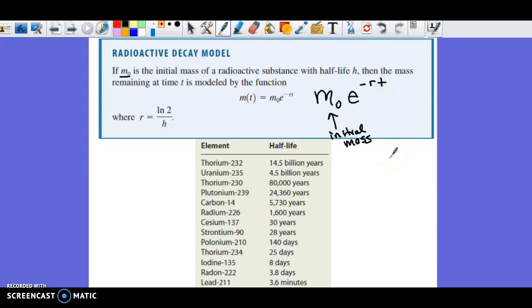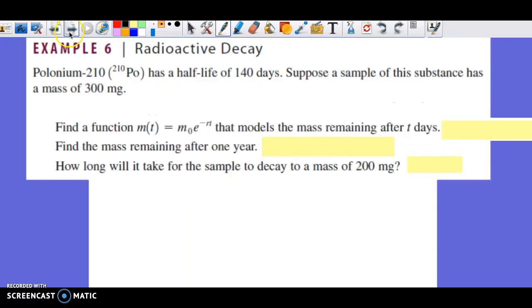r is represented by this equation here, so make sure you write that down. I'll always tell you the half-life. It's not like you have to memorize these or anything. So here's an example with that.